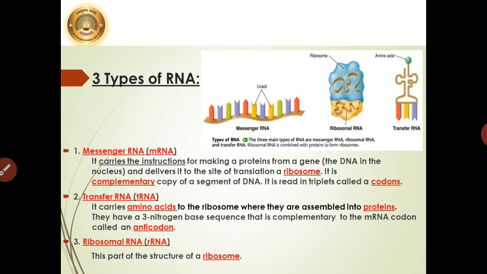tRNA, that is transfer RNA. It carries amino acids to the ribosomes where they are assembled into proteins. They have a 3 nitrogen base sequence that is complementary to the mRNA codon. And the third one is ribosomal RNA, that is rRNA. This part of the structure is of the ribosome.